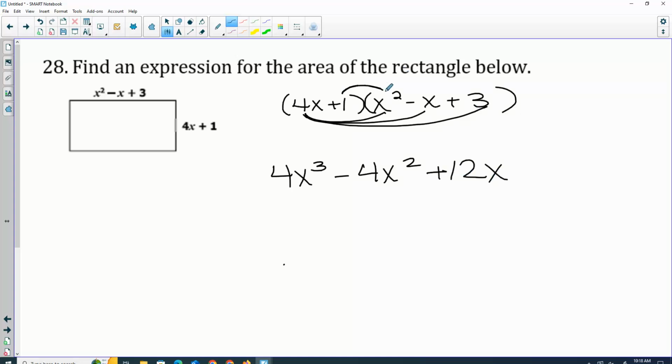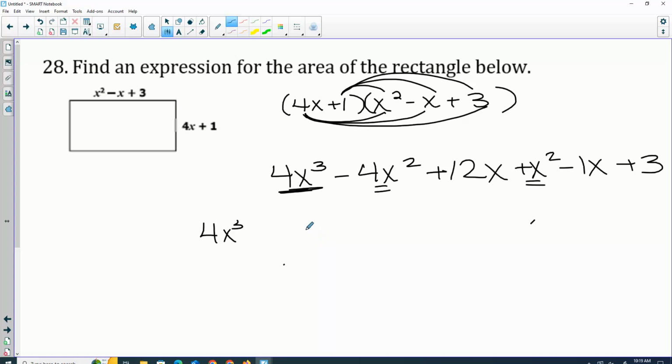Now I have to take 1. 1 times x squared is x squared. 1 times -x is -1x. 1 times 3 is 3. Am I done? No. Like terms. 4x cubed. Are there any other x cubes? No. Negative 4x squared plus 1x squared is -3x squared. 12x minus 1x is 11x. And the plus 3.